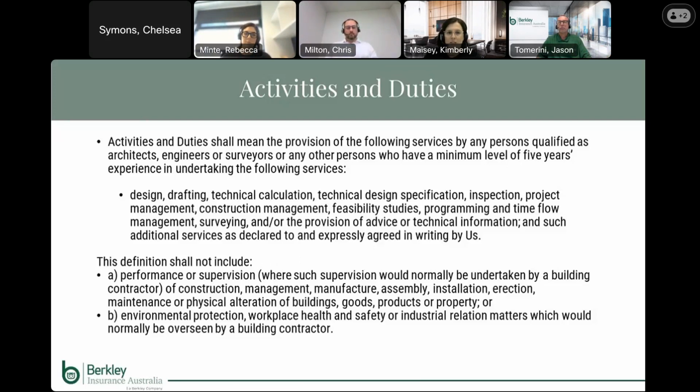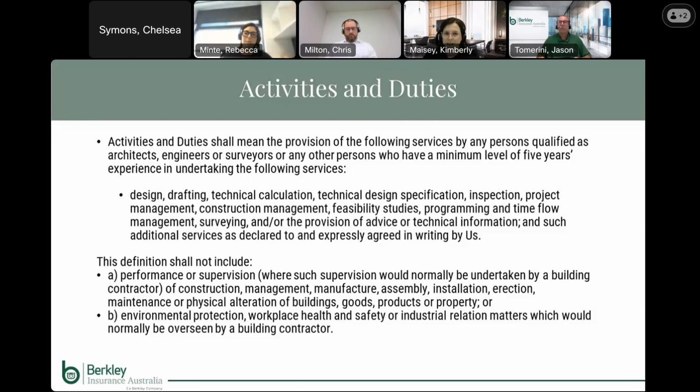It's always important to understand what is not within the definition of the activities and duties. The definition shall not include performance or supervision, where such supervision would normally be undertaken by a building contractor, of construction management, manufacture, assembly, installation, erection, maintenance, or physical alteration of buildings, goods, products, or property, or environmental protection, work health and safety, or industrial relation matters, which would normally be overseen by a building contractor.